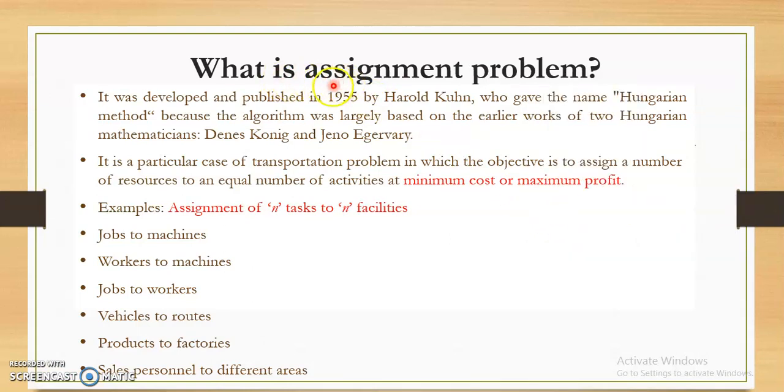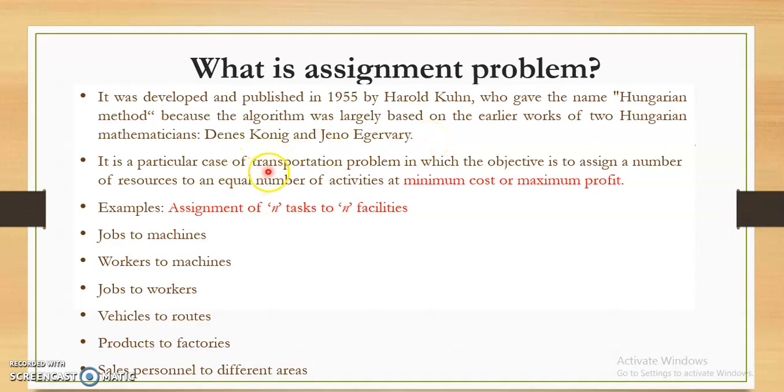Now what is the assignment problem or assignment model? It was developed and published in 1955 by Harold Kuhn, who gave it the name Hungarian method, because it was mainly the work of two Hungarian mathematicians, Denes Konig and Jeno Egervary. They developed an algorithm which was very helpful. Why it was helpful, let us discuss in the next slide.